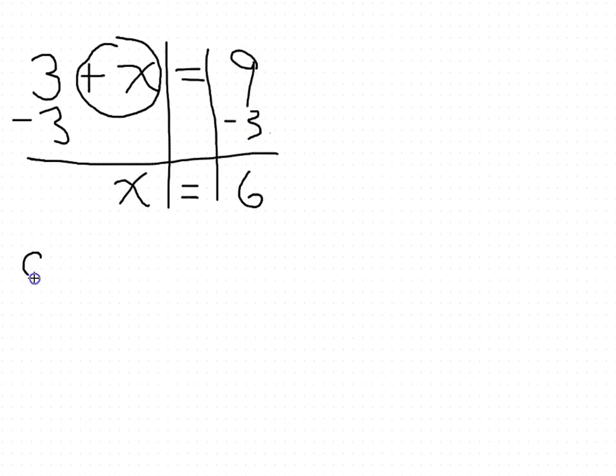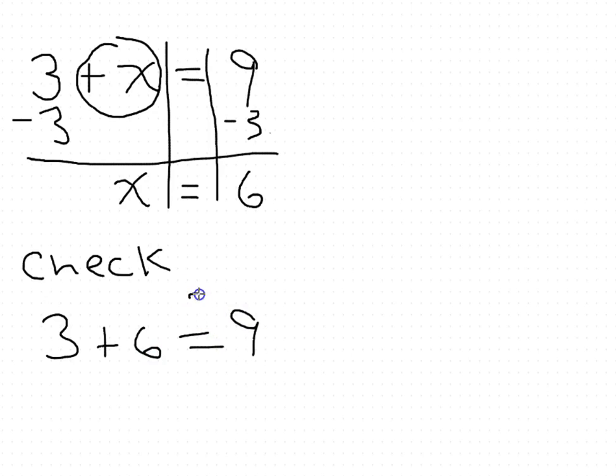And of course, we should check it to make sure that we've done our work correctly. And so we'll substitute. 3 plus 6 is equal to 9. Let's see if this is right. 3 plus 6 is 9. 9 is equal to 9. Check, that's correct. Here's our second problem.